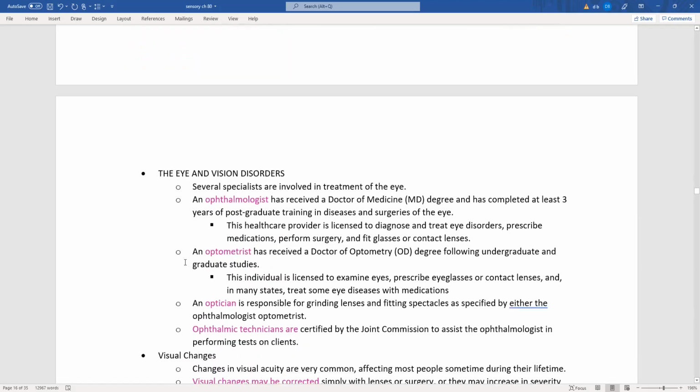So the eye and the vision disorders. Now, with the eye and vision disorders, several specialists.